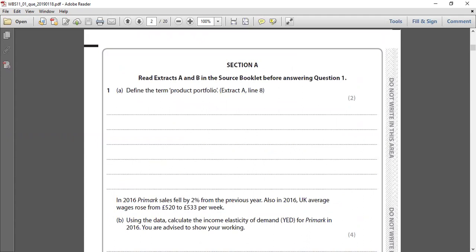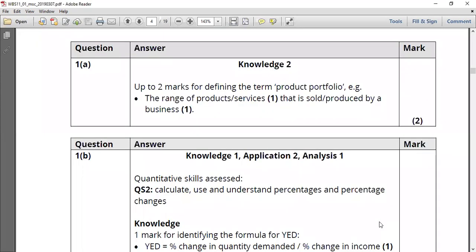Extract A, question number 1. Define the term product portfolio. It's a definition question, always an AO1 question. Extract A, line 8, they have given the exact location. Their product portfolio means their target market, the products they are selling. When you're defining product portfolio, you can mention what the main definition is derived from. Product portfolio is a range of products and services.